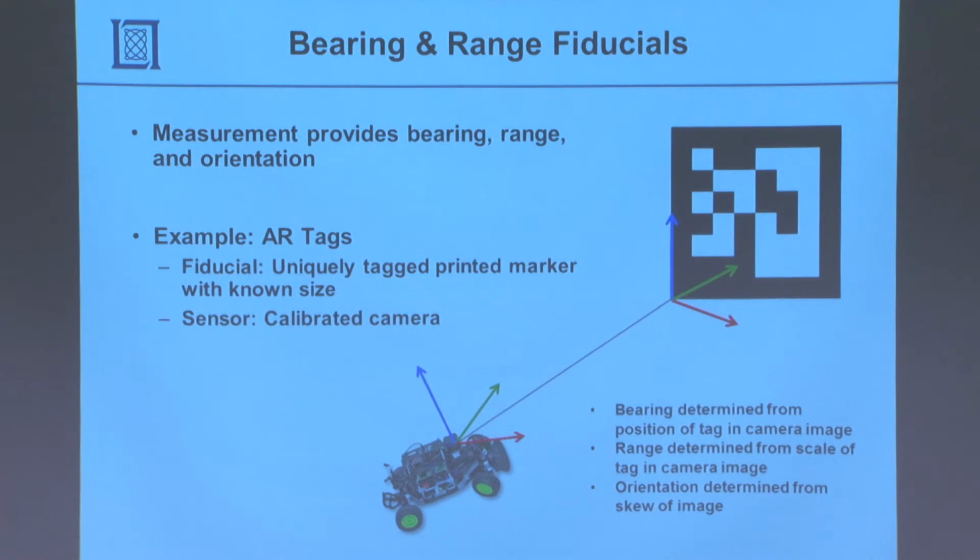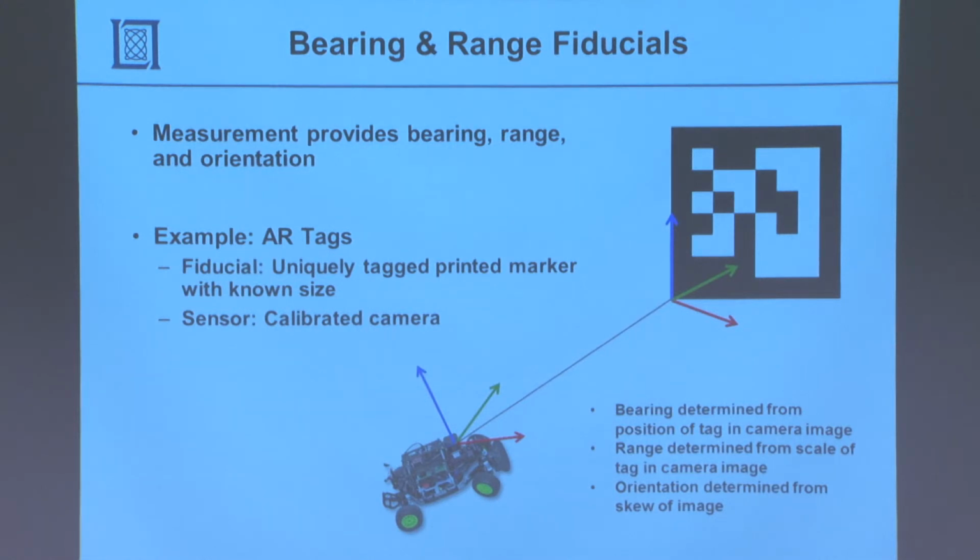So, and then the third class of fiducials are kind of the really nice ones. They give you both range as well as bearing, and some of them also give you orientation. So a good example of a range and bearing fiducial is augmented reality tags. So I think you had a chance to start experimenting with those yesterday. Is that correct? Okay, all right, good.